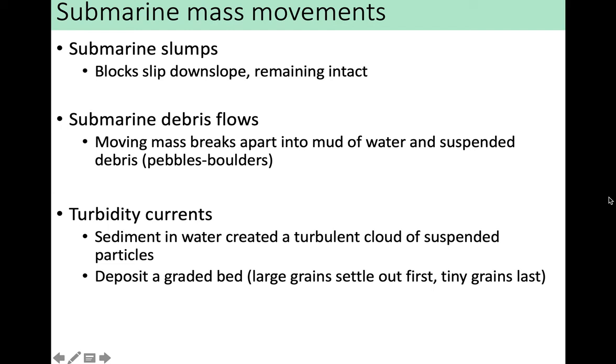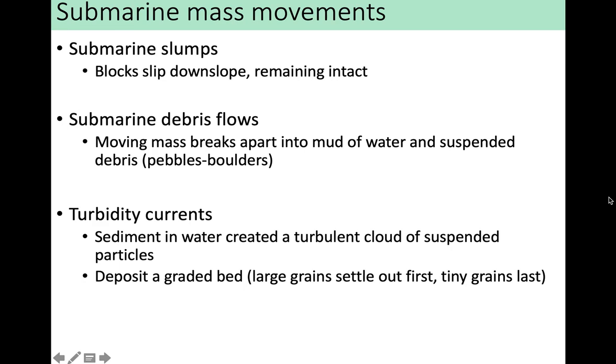So we can have submarine slumps, submarine being underwater. So slumps, where we have our blocks slipping downward, but they remain that one solid block. Also, debris flows can absolutely happen underwater. And turbidity currents. So we talked about these a little bit, where the sediment in the water can cause turbulence, so lots of circulation, and it's going to cause a graded bed, which means the large grains are going to settle out first, and then the medium grains, and then the tiny grains. So you end up with a graded bed, which means the larger grains are at the bottom, the tiniest grains are at the top, because those large heavy grains settled first.